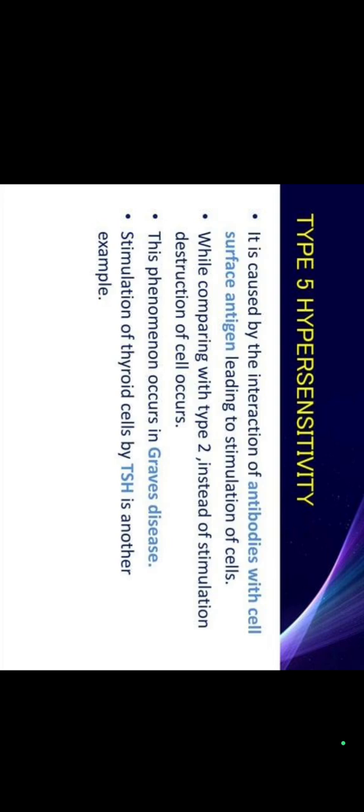Type 5 hypersensitivity is caused by interaction of antibodies with a cell surface antigen, leading to stimulation of cells. Compared with type 2, instead of destruction, stimulation of the cell occurs. This phenomenon occurs in Graves' disease. Stimulation of thyroid cells by thyroid stimulating antibodies is another example.